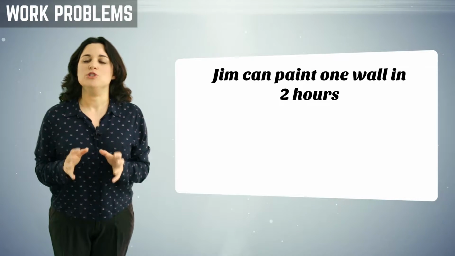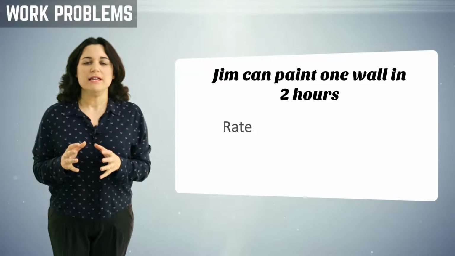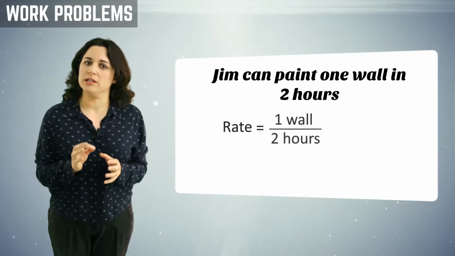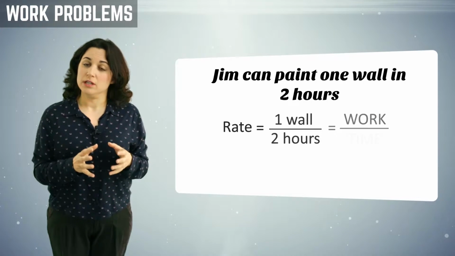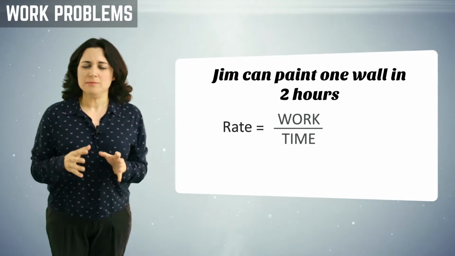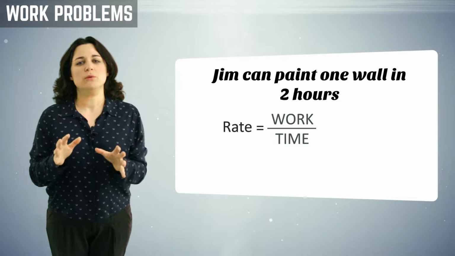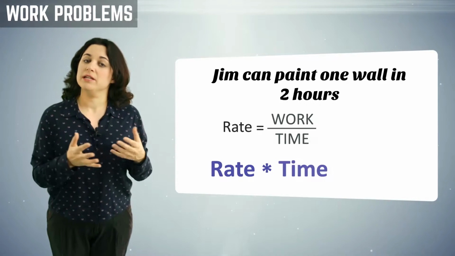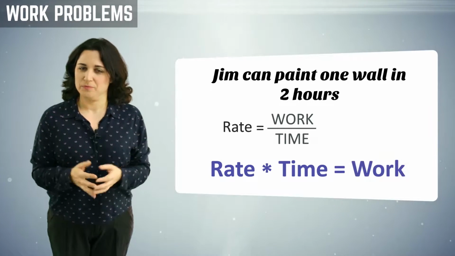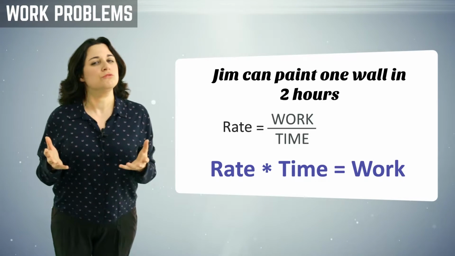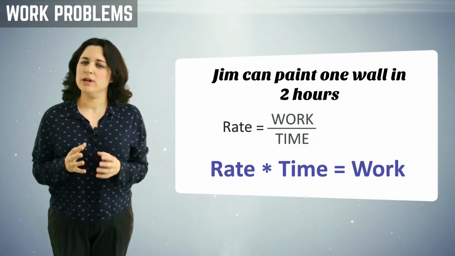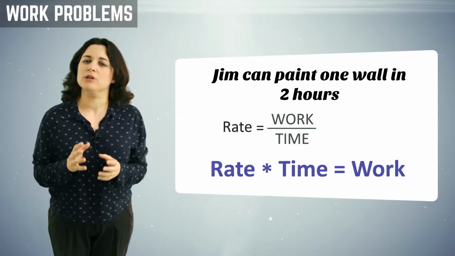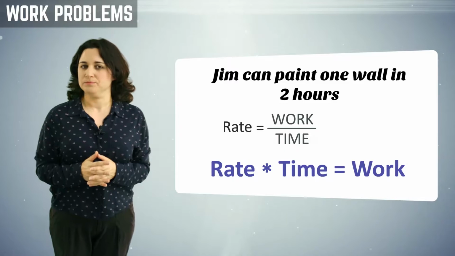This ability is Jim's rate. The rate is a fraction which tells us how long it takes to do a certain work. Rate equals work divided by time. To make things easier, we will use the formula rate multiplied by time equals work. When should we use this formula? When reading the question, we can recognize at least 2 out of the 3 components of the formula.